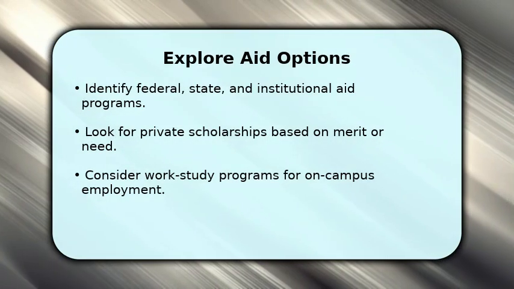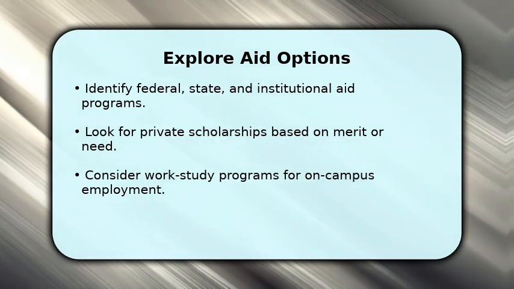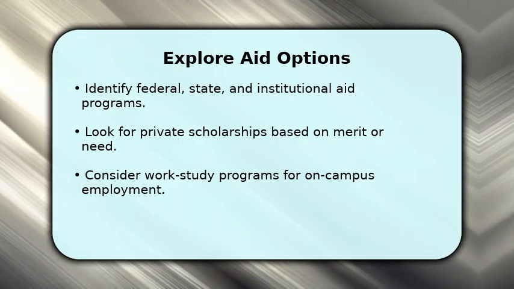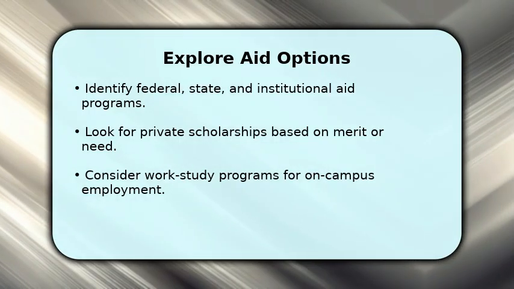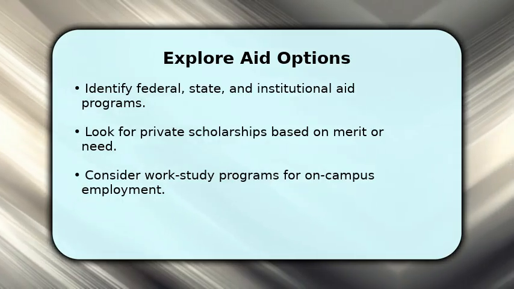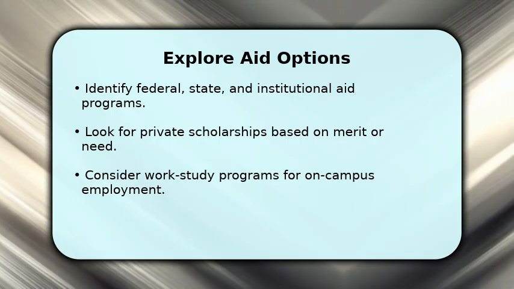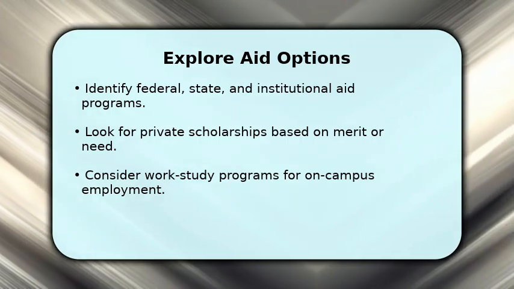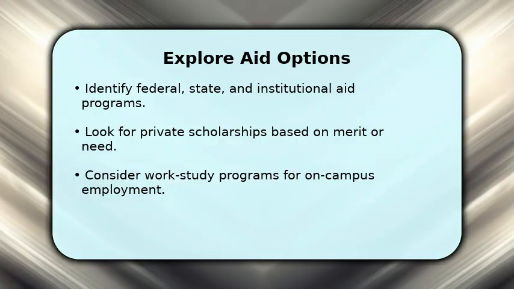Once your FAFSA is submitted, explore all your aid options. Federal aid includes Pell Grants and Stafford loans. Many states also offer their own grant programs. Don't forget to check with your chosen college for institutional scholarships and grants. Additionally, work-study programs can provide valuable income and experience while you study.